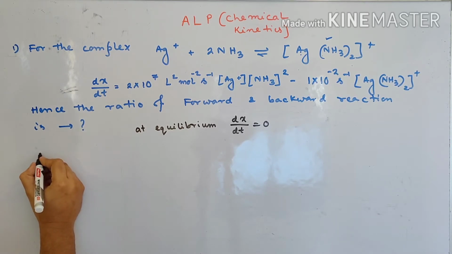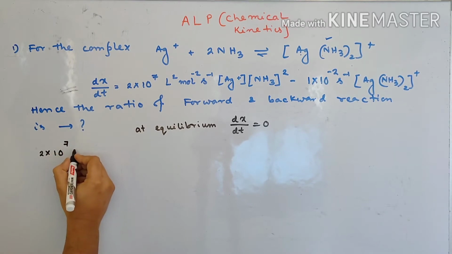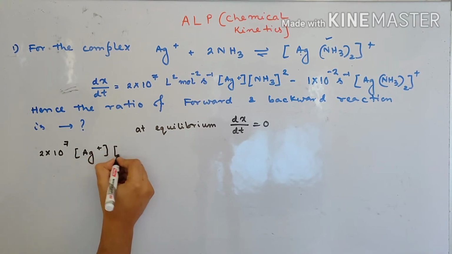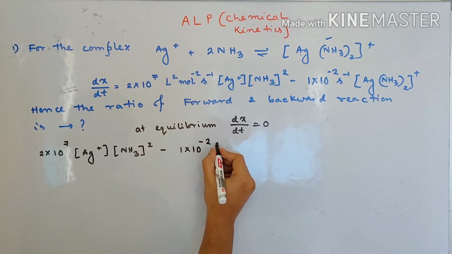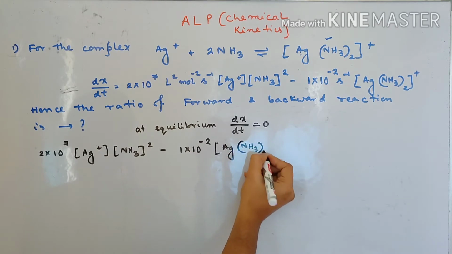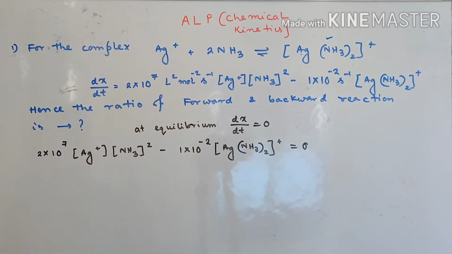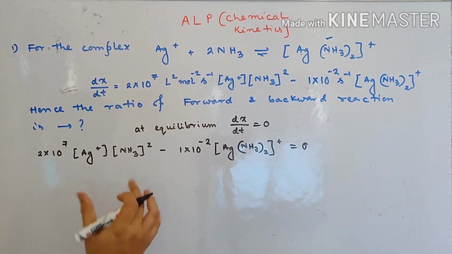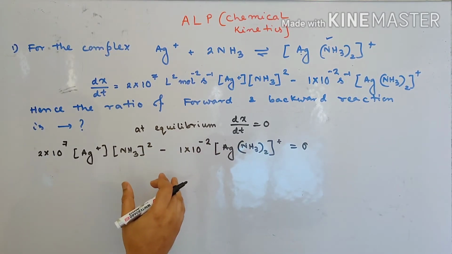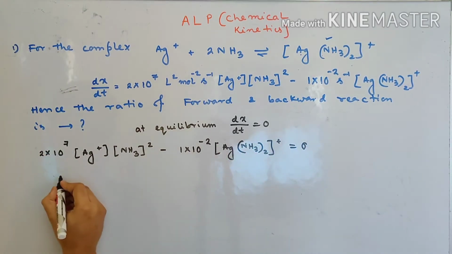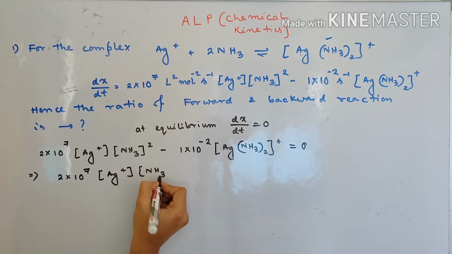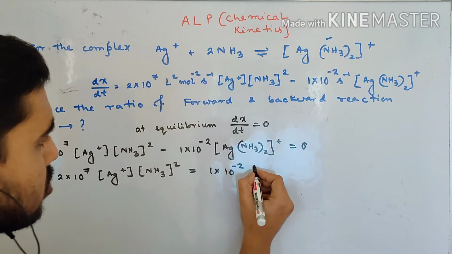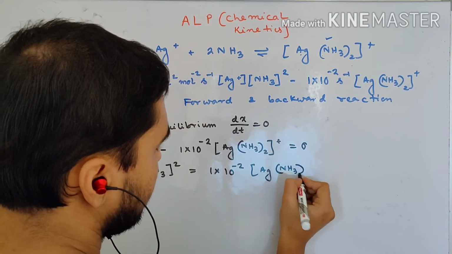So we are writing 2 into 10 to the power 7, I'm just not writing the units, not required in the calculation, Ag plus NH3 whole 2 minus 1 into 10 to the power minus 2 Ag NH3 2 equal to 0. Now further to calculate, I'm keeping the concentration terms on one side. So I'm rewriting 2 into 10 to the power 7 Ag plus NH3 whole 2 is equal to 1 into 10 to the power minus 2 Ag NH3 2 plus.